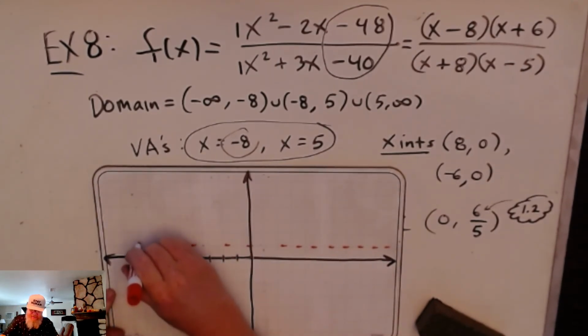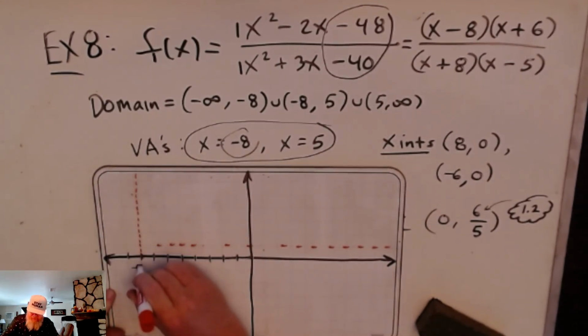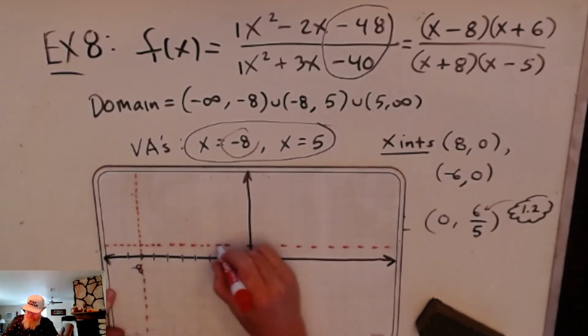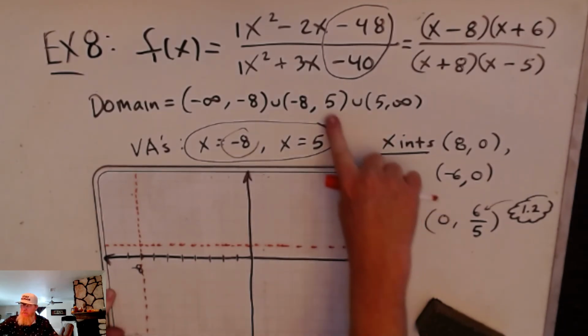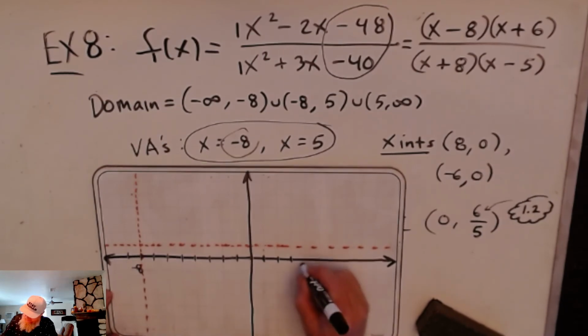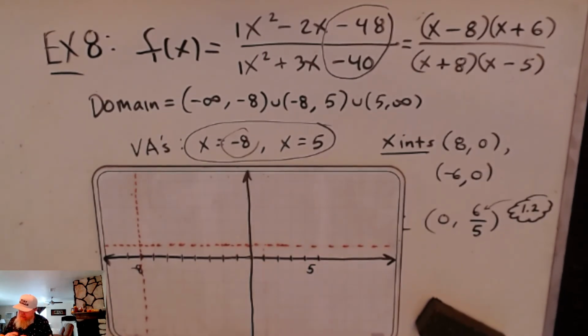Negative 8 asymptote. The horizontal was right. It was 1. Positive 5. So 1, 2, 3, 4. Positive 5.